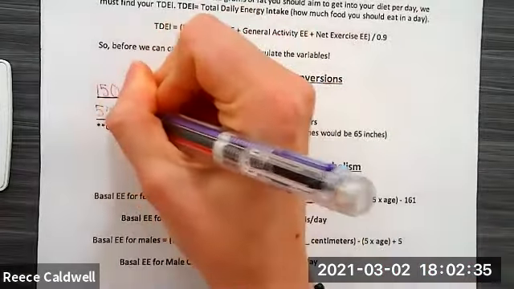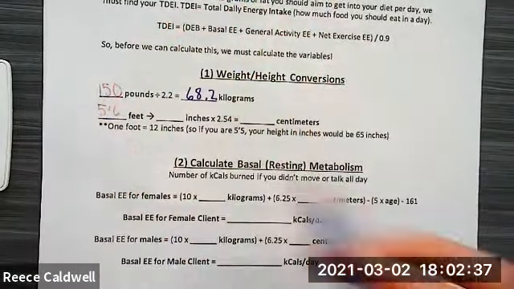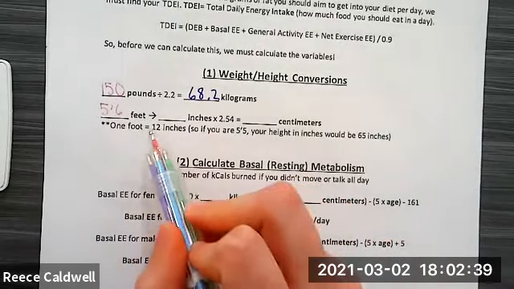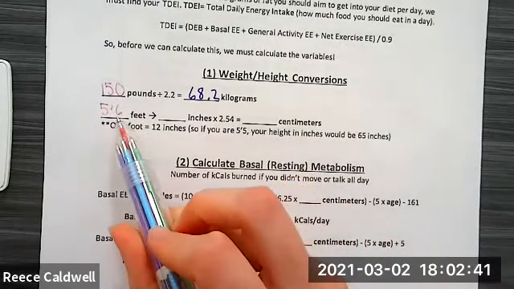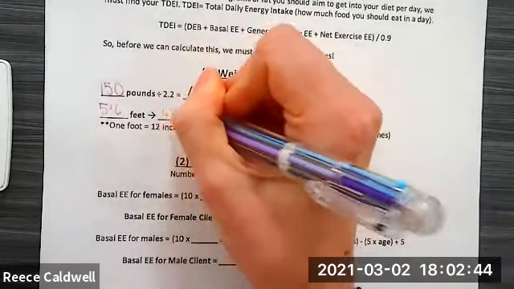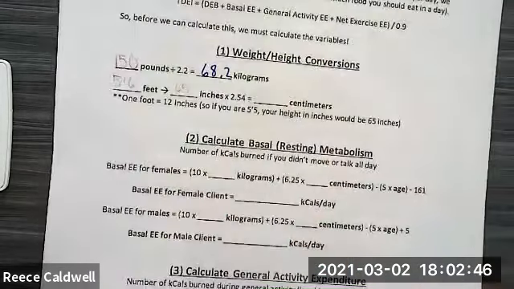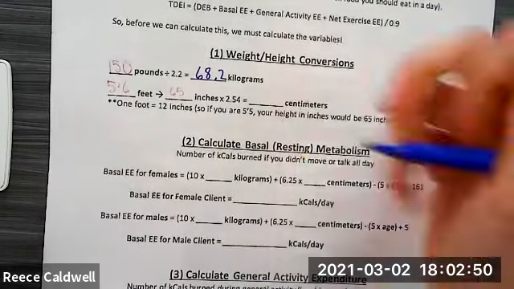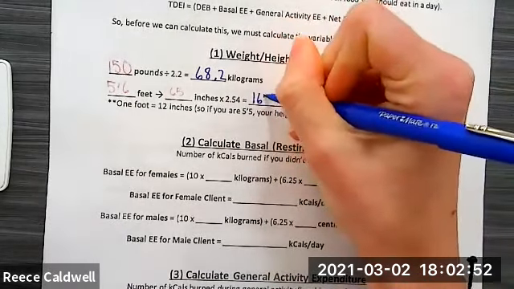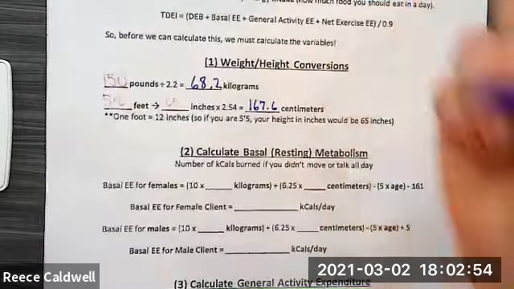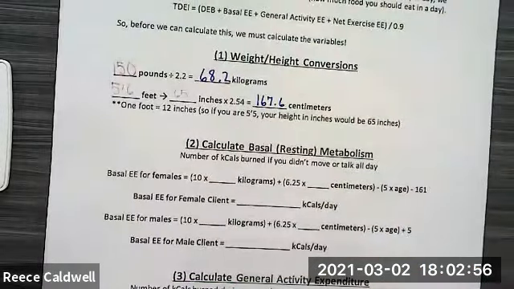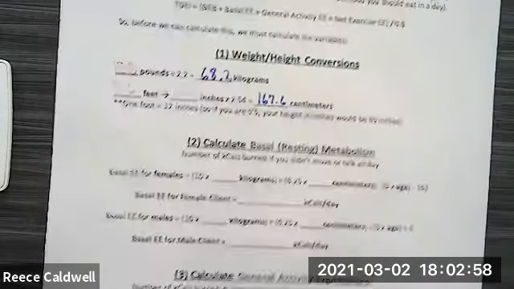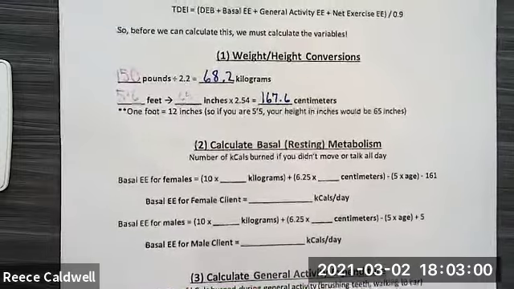Next, we're going to convert her height in feet to inches and into centimeters. So she's 5'6", 5 feet 6 inches tall, so 12 times 5 is 60, plus 6 is going to give us 66 inches. That's 66 inches times 2.54, which is going to give us 167.6 centimeters. So now we have our variables to begin doing our calculation.